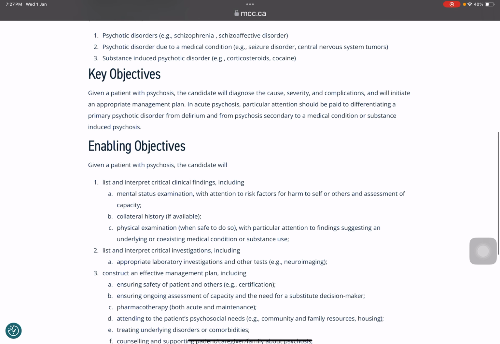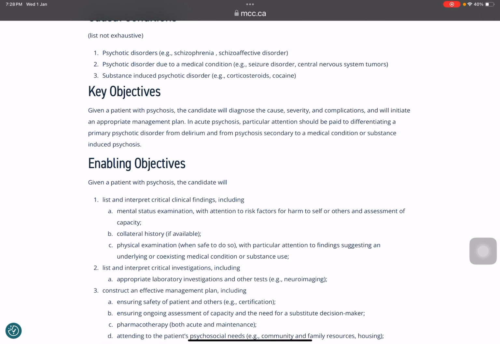Given a patient with psychosis, a candidate will diagnose the cause. So you need to know the cause, the severity, and the complications, and will initiate the appropriate management plan. In acute psychosis, particular attention should be paid to differentiating primary psychotic disorder from delirium and from psychosis secondary to medical conditions and substance induced. So you should be able to differentiate between the three conditions mentioned above: psychotic disorders due to psychiatric conditions, due to medical conditions, and substance induced. So you need to know the differences.